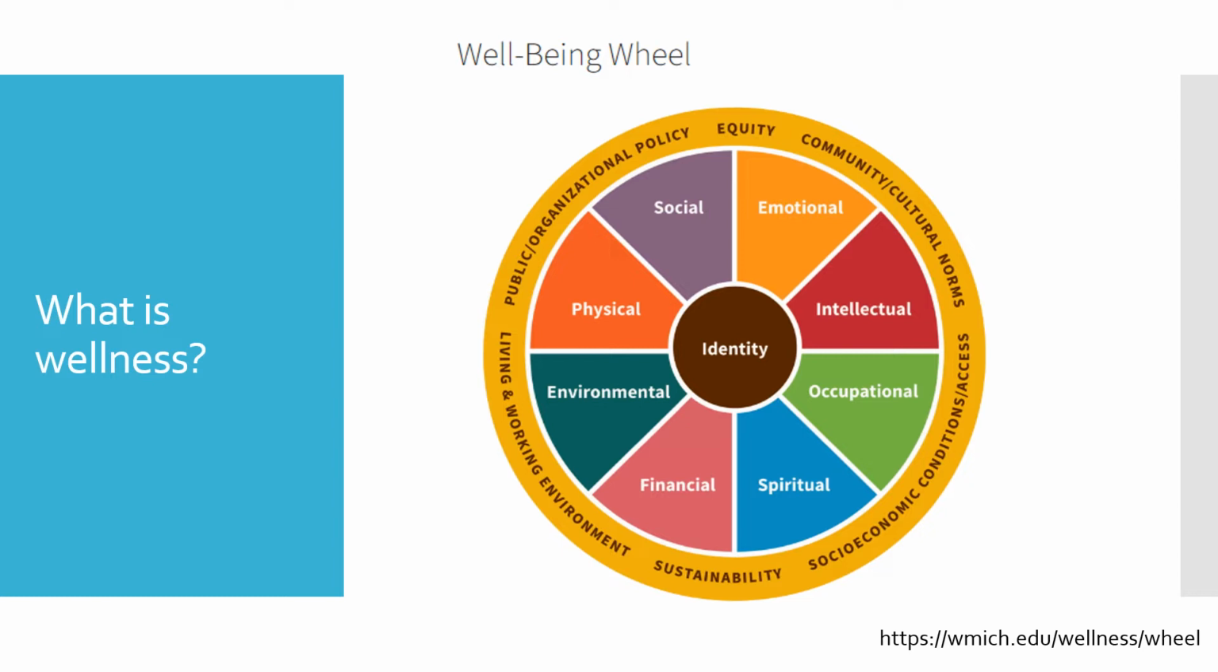eight different dimensions. So it's easy to say that financial wellness is about saving money, but there are also our socioeconomic conditions, whether or not we have access to health care, whether we have access to health insurance. There are equity issues. There are organizational and public policy. You can get some health insurance through Western, but it does have some cost. And also our living and working environments. So those areas are all involved in influencing our 8 dimensions of wellness.